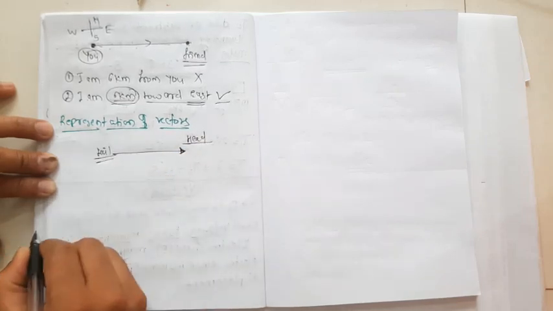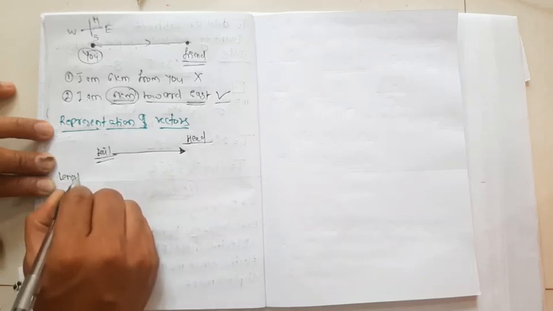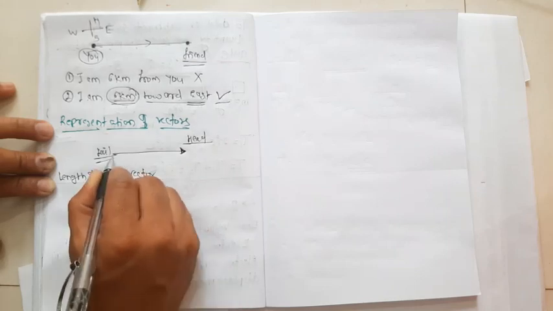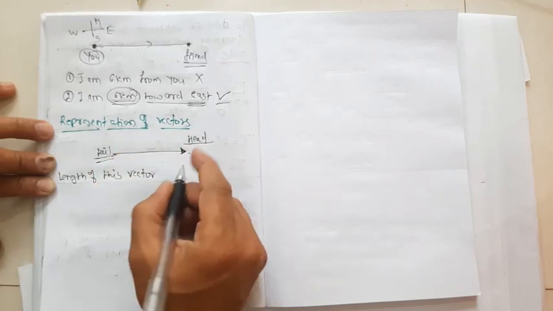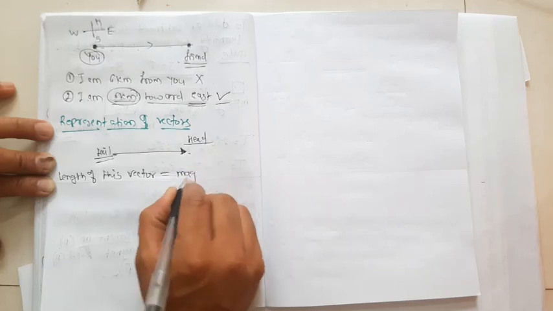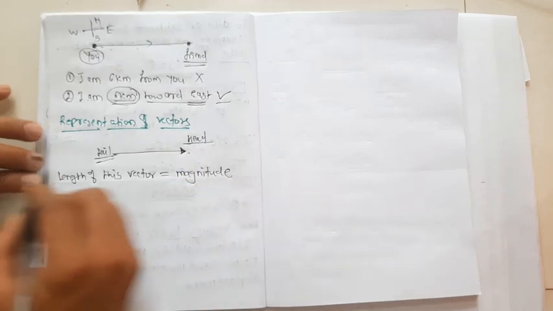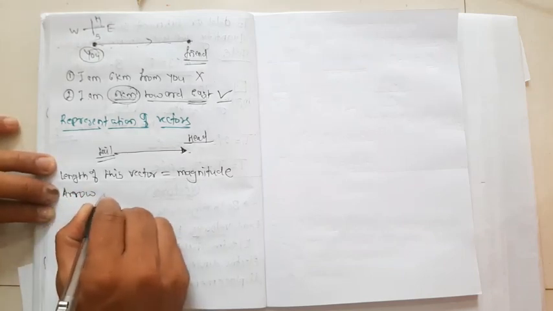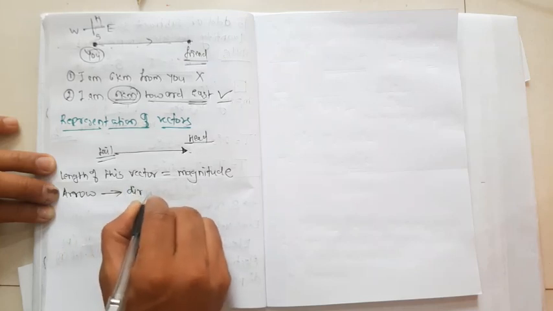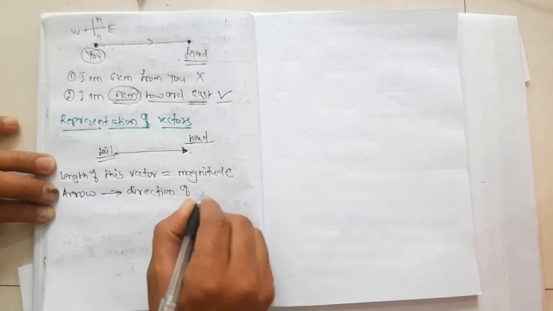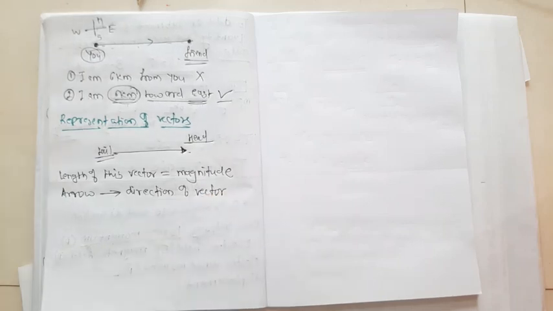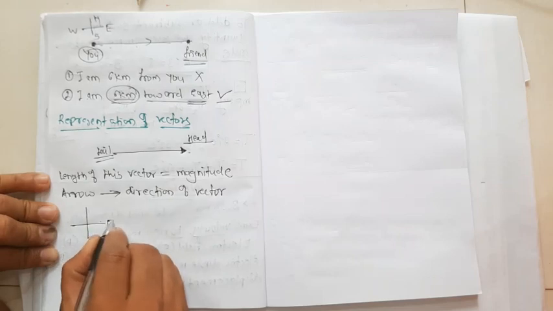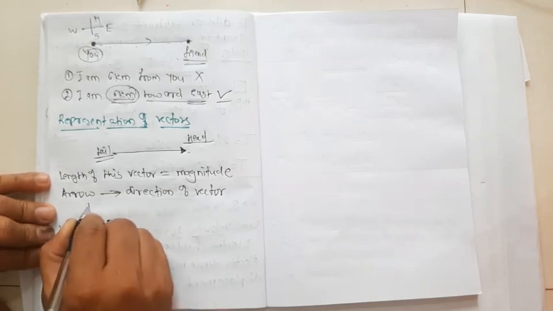And then the length of this vector, from here to here, whatever the length is, that length represents its magnitude, and the arrow represents the direction of the vector. So suppose I'm drawing this one: east, west, south and north.